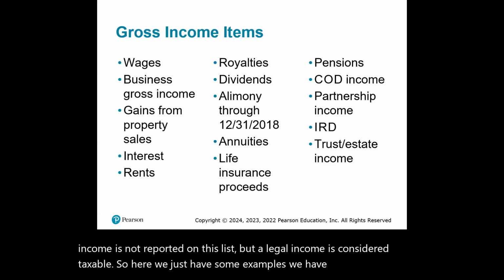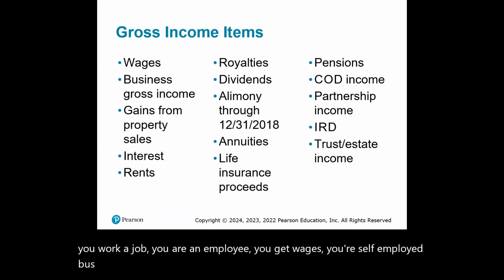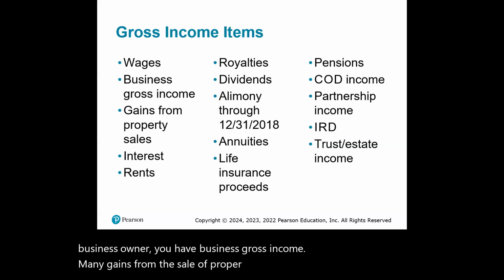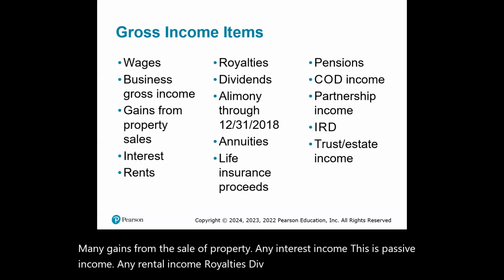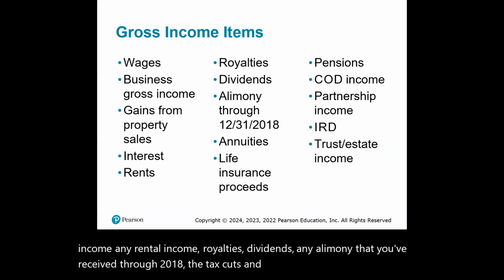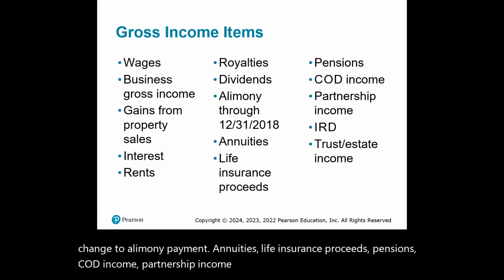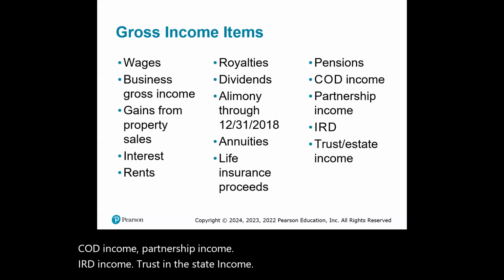We have wages. You work a job, you are an employee, you get wages. You're self-employed, a business owner, you have business gross income, any gains from the sale of property, any interest income. This is passive income, any rental income, royalties, dividends, any alimony that you've received through 2018. The Tax Cuts and Jobs Act had a significant change to alimony payments. Annuities, life insurance proceeds, pensions, COD income, partnership income, IRD income, trust and estate income. All right, so these are just some examples.